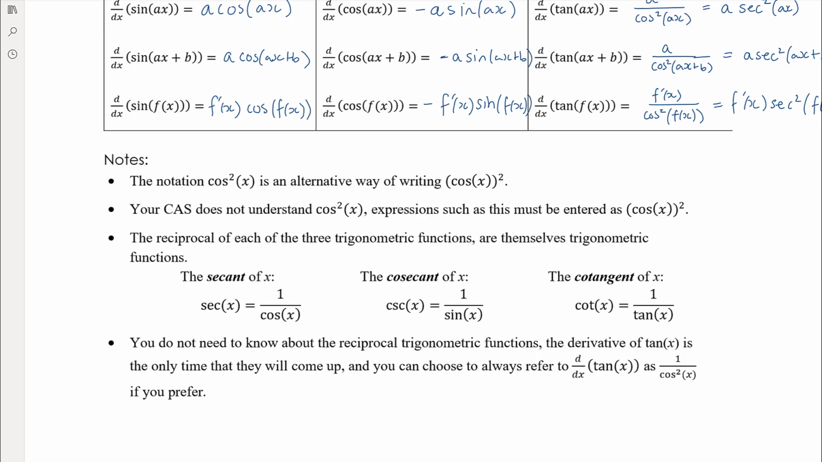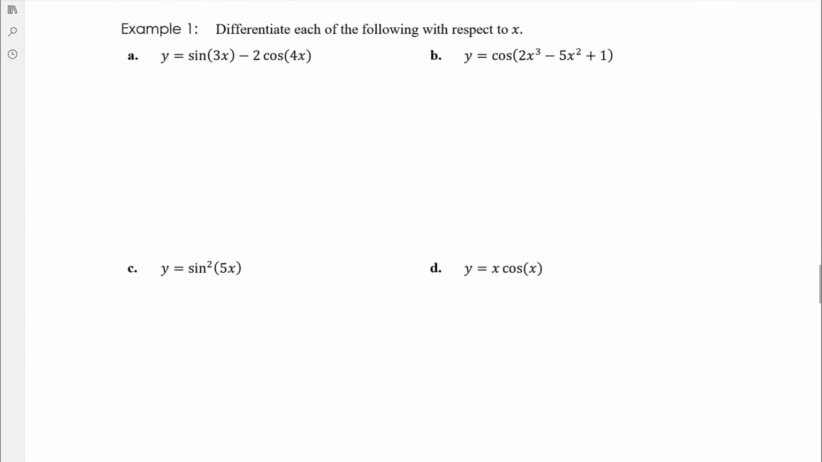The reciprocal of each of the three trig functions are themselves trigonometric functions. So the secant of x is sec x, which is 1 on cos x. The cosecant of x is cosec x, which we abbreviate as CSC, which is 1 on sine x. And the cotangent of x is cot x, which is 1 on tan x. You do not need to know those. The only reason we're bringing them up is because this one on cos being sec comes up a bit when you're differentiating tan. But as I said, you can always write it as 1 on cos squared and forget completely about sec.